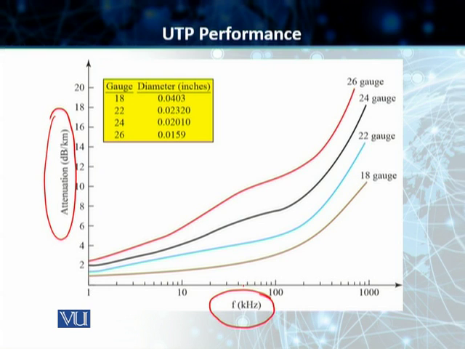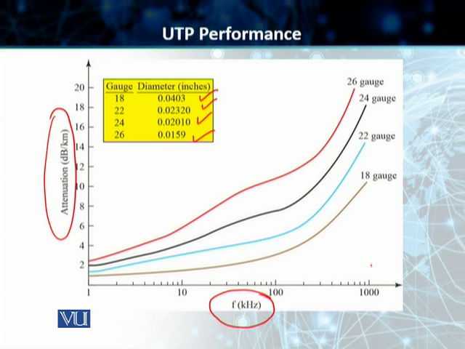Students, when we draw a graph between different gauges or diameters in inches, so basically you can see I told you that a gauge is nothing but the size of your conductor. So in this particular case, it's represented by the diameter. Gauge 18 would have a diameter of 0.0403 inches, and so on. Your gauge 26 is 0.0159.